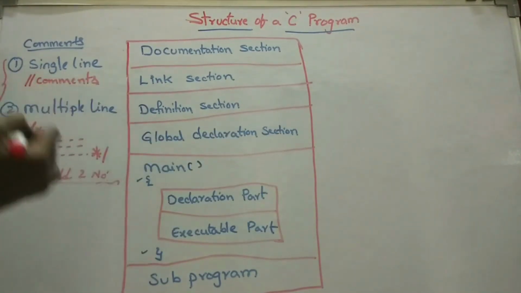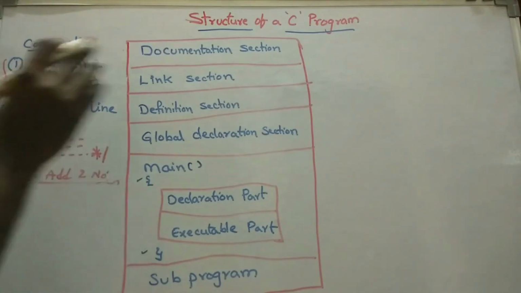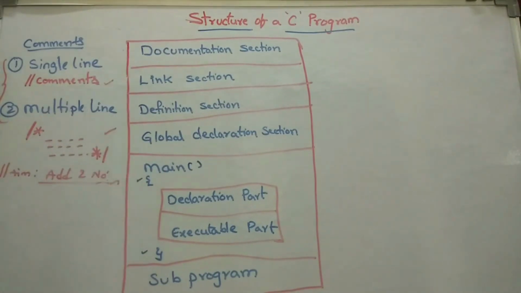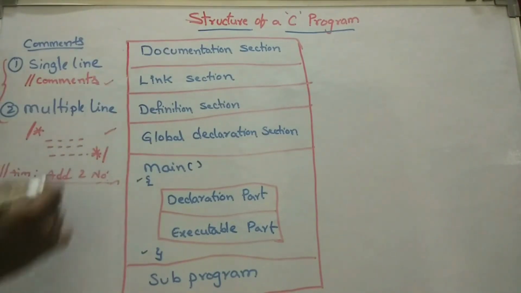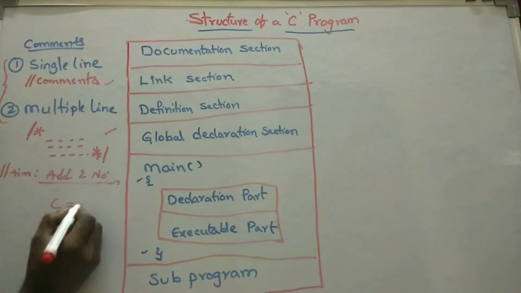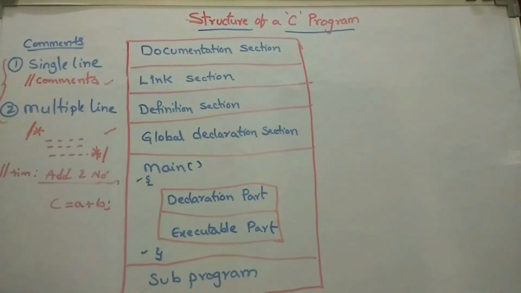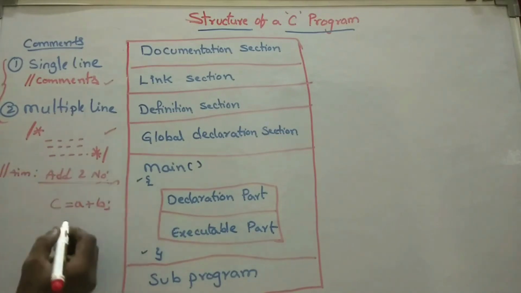Like that, we can give some comments at any place in the middle of your program. We can write either single line comments or multiple line comments wherever required. Suppose in the middle of the program I write down some logic, C equal to A plus B. What is the need of this statement? Somebody knows, somebody doesn't know. For them also I want it to be understood.